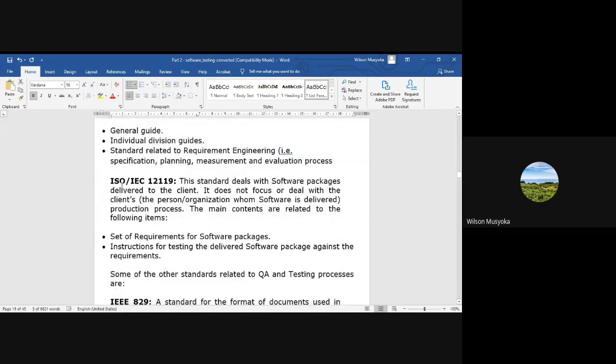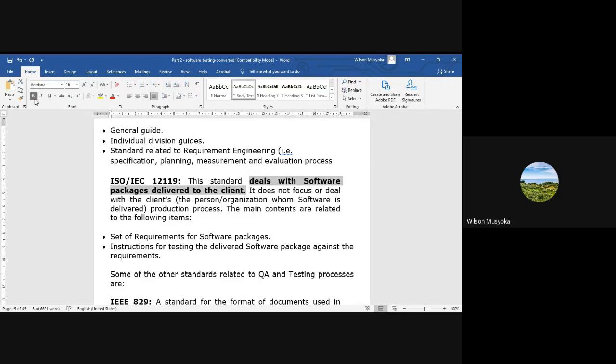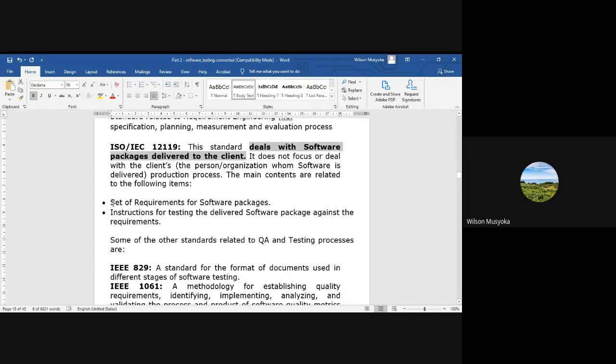Then we look at the ISO IEC 12119 standard. And this one deals with software packages which are being delivered to the client. So it does not deal with the client's requirements or the client's production process. No, its main content will be related to the set of requirements for software packages. So here, this one looks at basically what are the industry standards when we need to package this software.